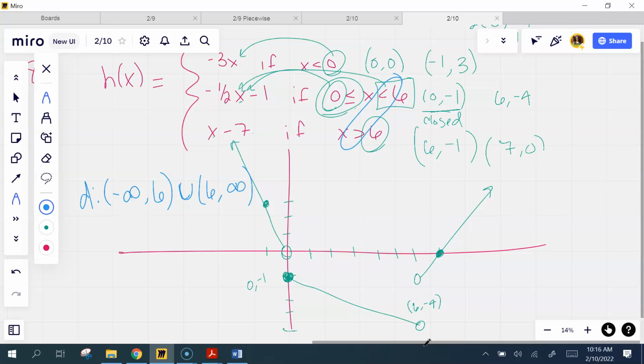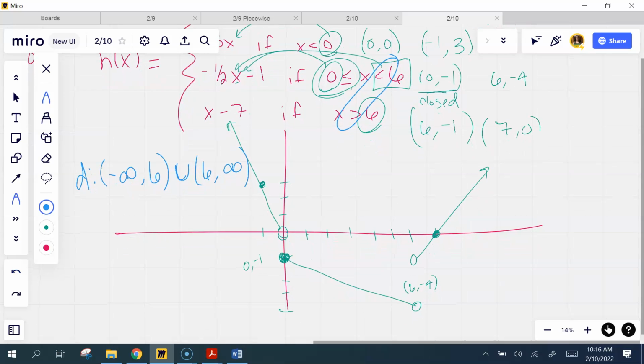Now, if this dot had been this way, it would just be negative infinity to infinity. Does everybody see why? Do you see that here for 6, there's no graph that goes with x equals 6? Because those open dots mean do not include.